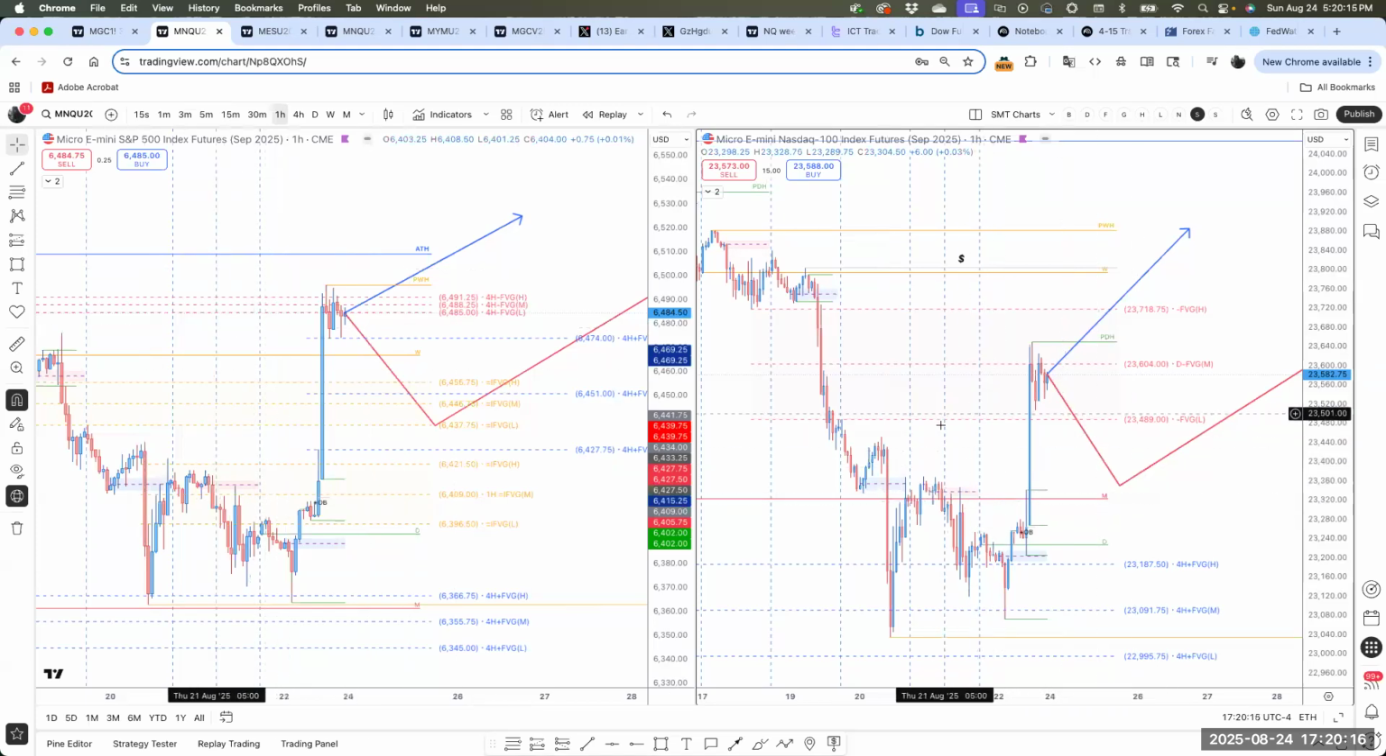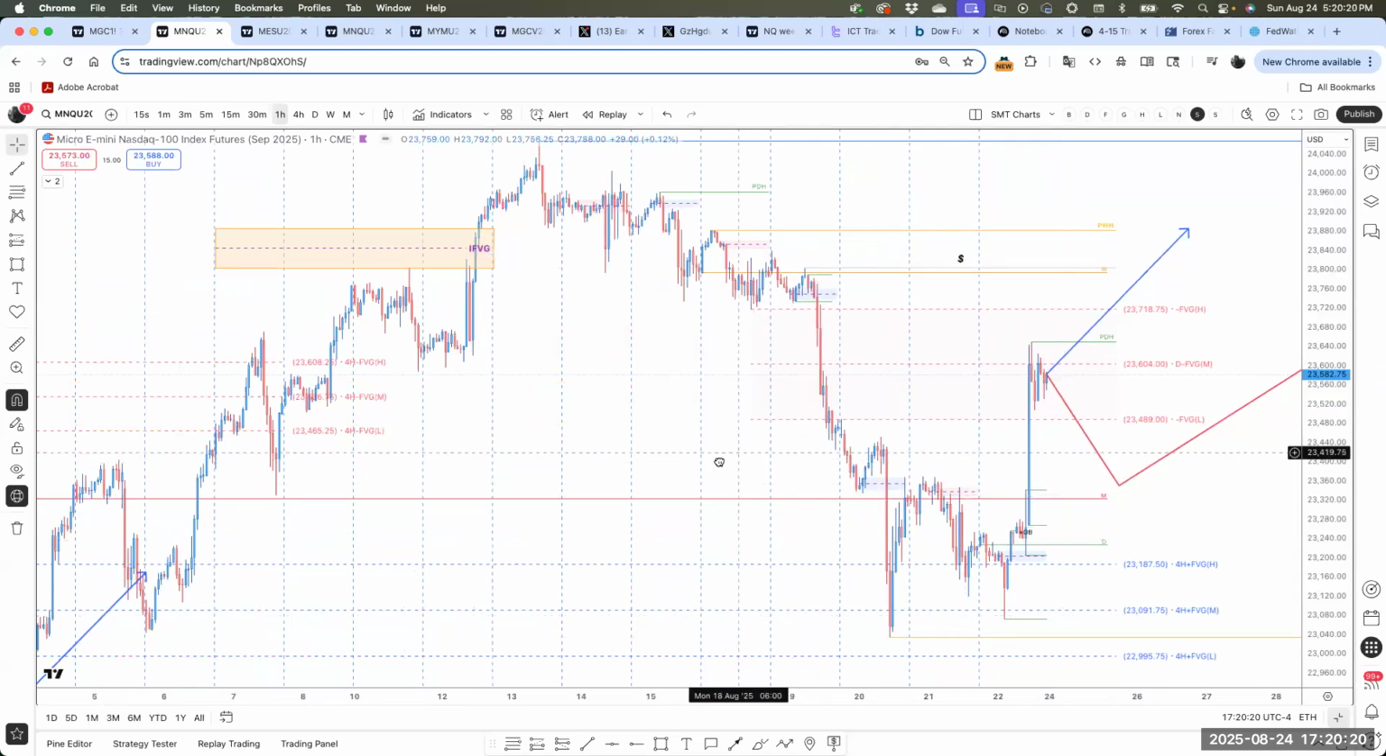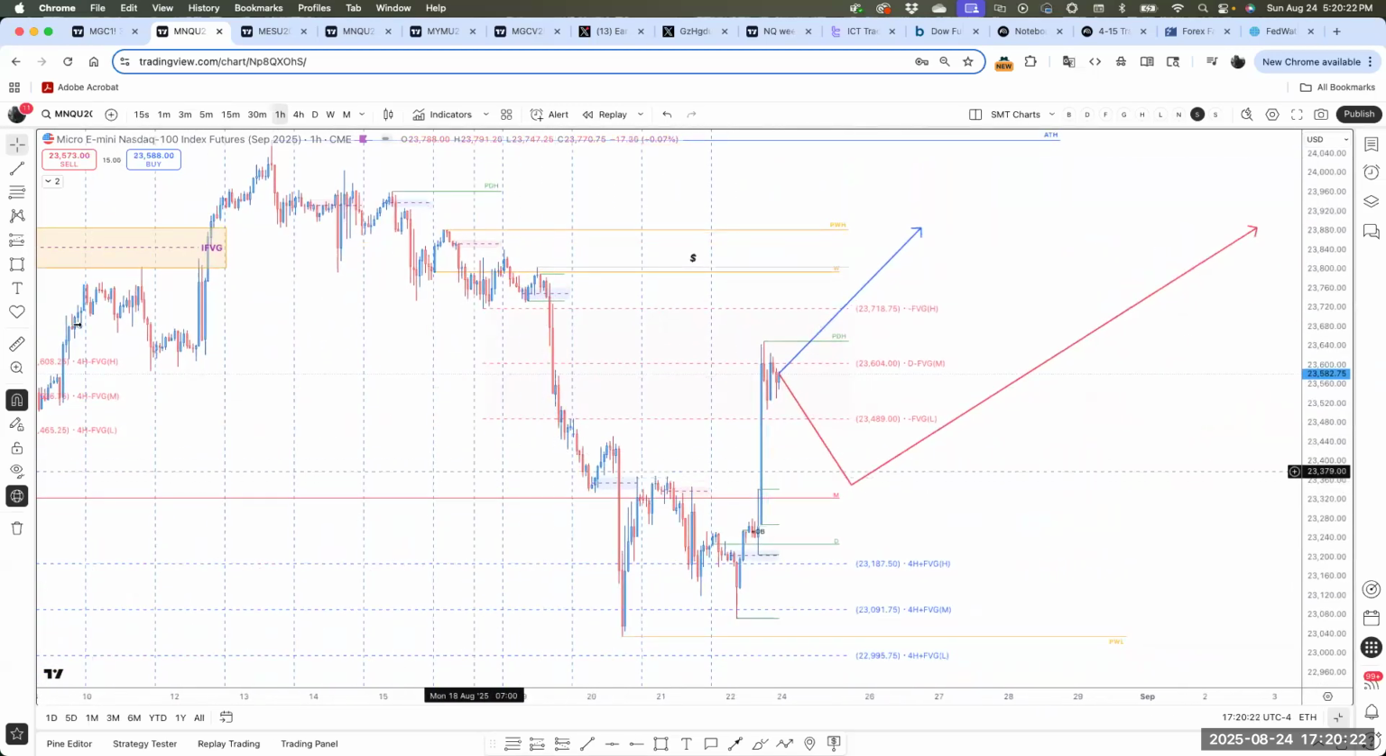Same thing on NQ. Again, symmetry is important because this is the 1 hour chart, right? And it's the same one right here.